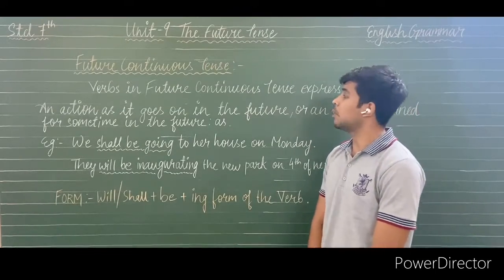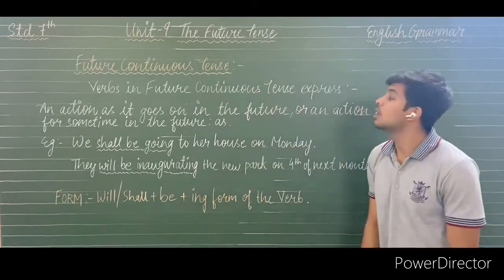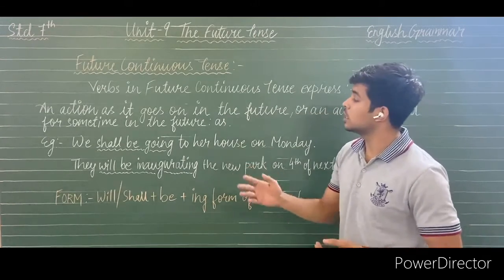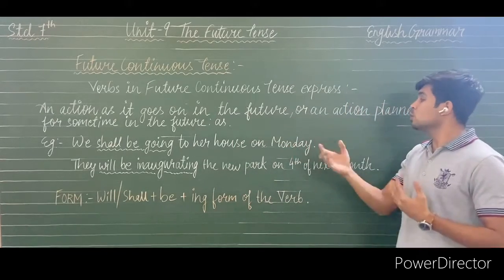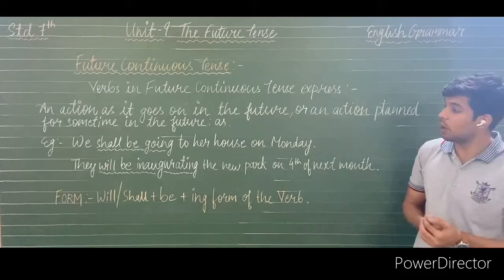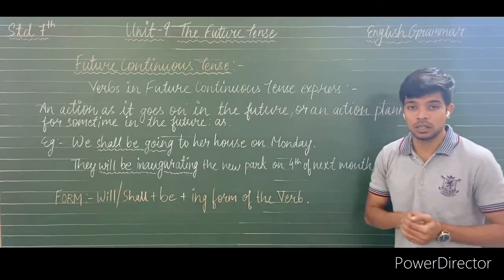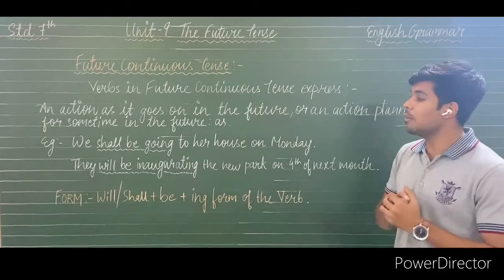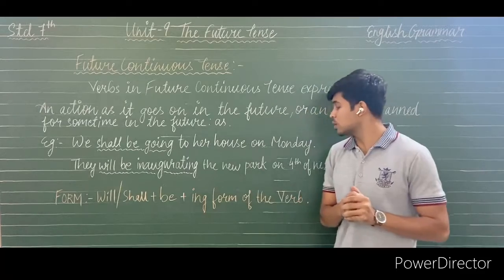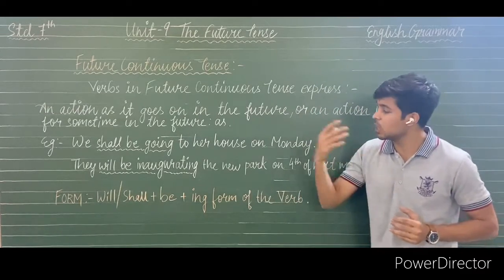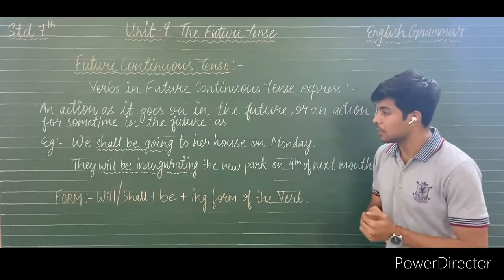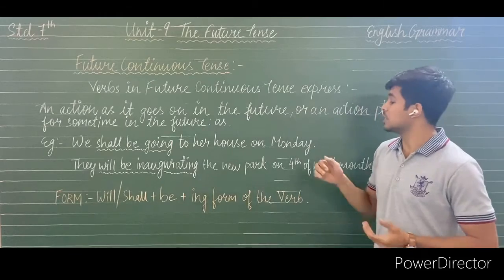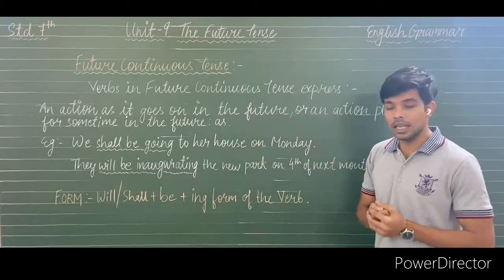Now we will discuss the future continuous tense. Verbs in the future continuous tense express an action as it goes on in the future or an action planned for some time in the future. For example, we shall be going to her house on Monday. Here, shall be going is the verb form which states that the sentence is in the future continuous tense.